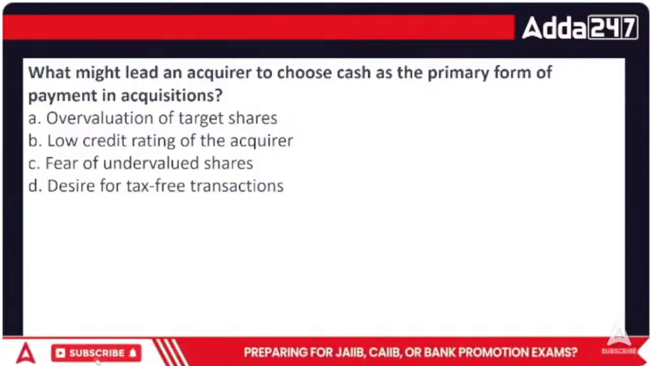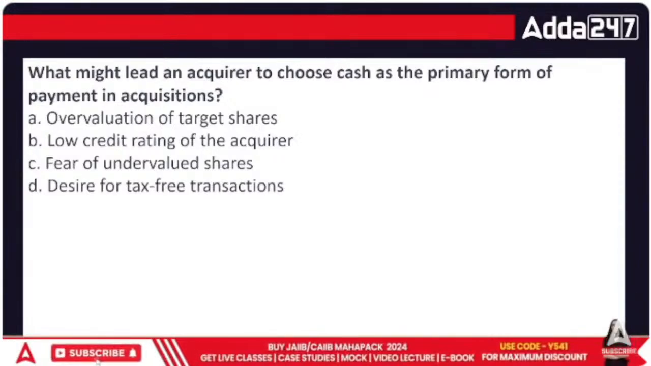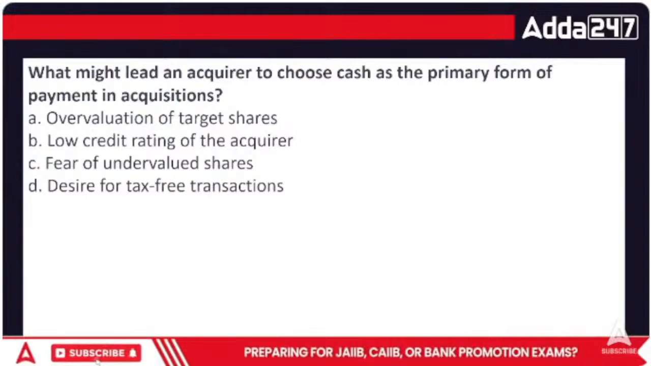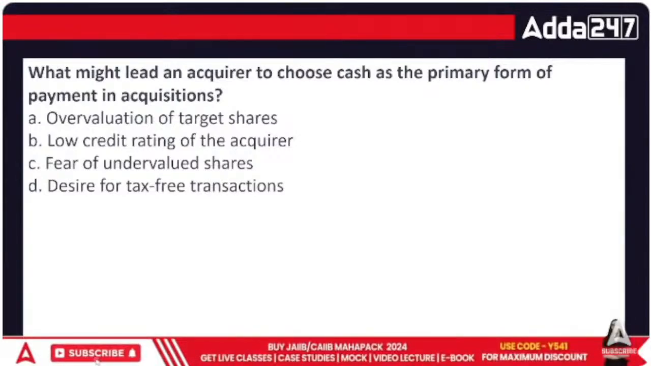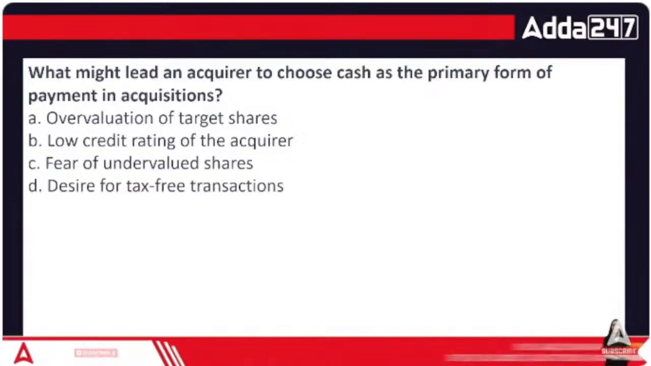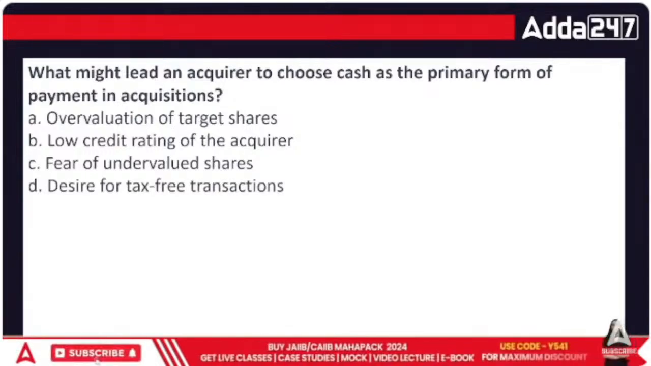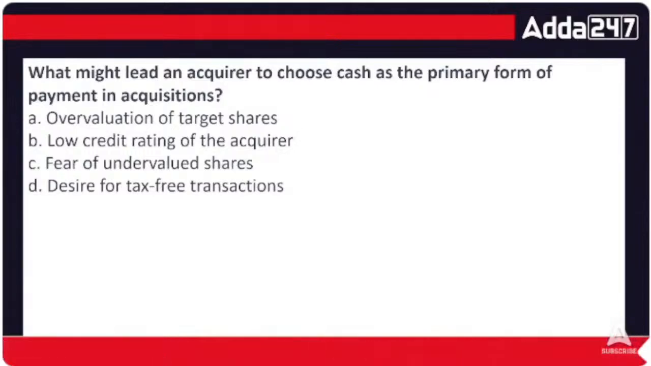In terms of acquisition, it is definitely different. The one who is selling is subjected to tax, but the one who is buying is not subjected to any tax until the time he sells it. Done? Okay. Then overvaluation of the target shares or low credit rating of the acquirer. Then fear of undervalued shares or desire for tax-free transactions.